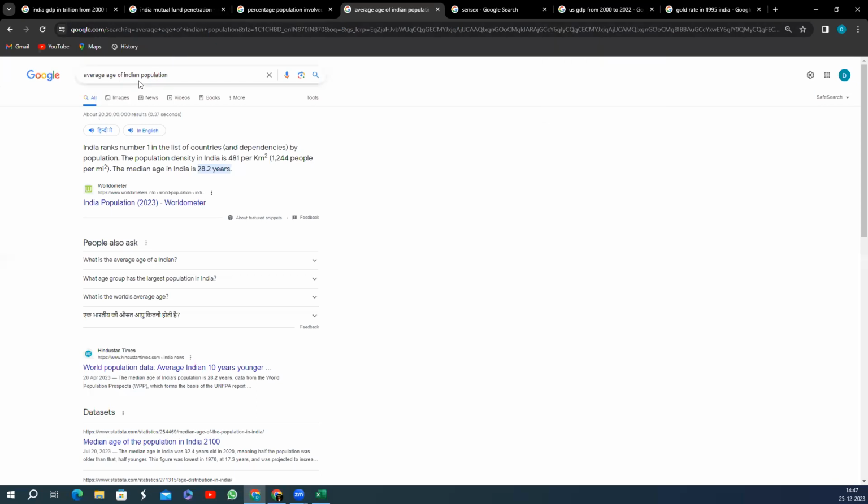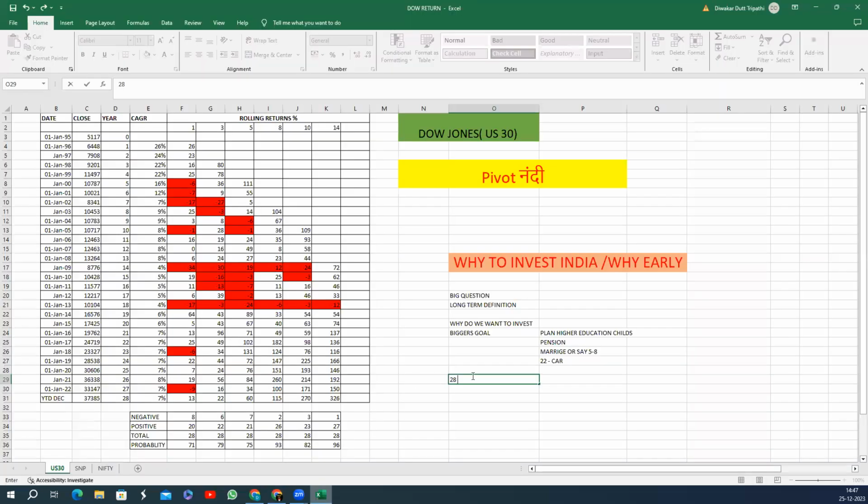you see the average age of Indian people. Today, India ranks number one in the list of countries by population. The population density in India is 481 per kilometer. But the main point is that the median age of the Indian people is around 28 years. Suppose the median age of the Indian people is 28 years and somebody wants to retire after 30 years, at the age of 30 years of service.